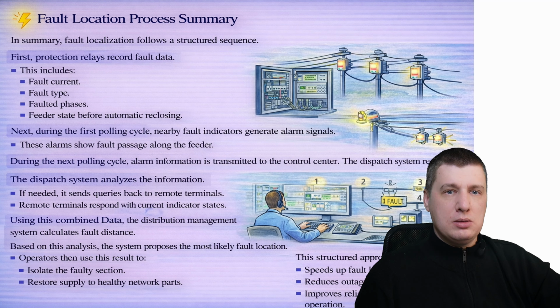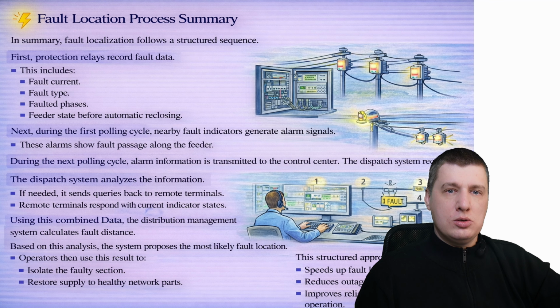The dispatch system then enriches the dataset. Additional information includes substation short circuit power, network topology, and operating state of the breakers and disconnectors. Using this combined data, the distribution management system calculates fault distance. It evaluates available protection and indicator information. Based on this analysis, the system proposes the most likely fault location.